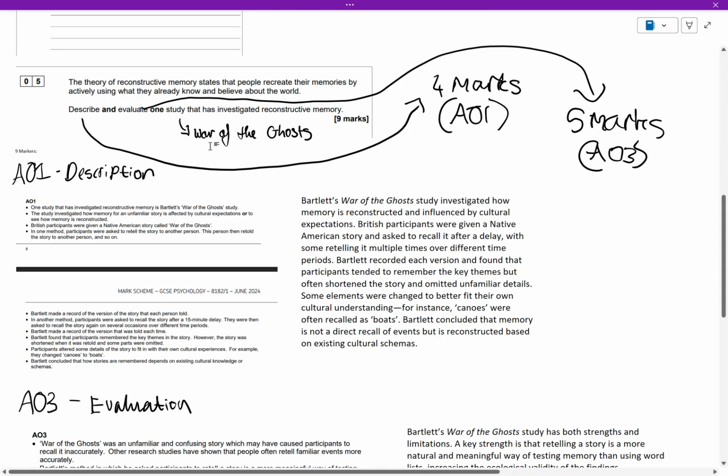For this question, it's asking us to describe and evaluate one study that has investigated reconstructive memory. There are a couple, but some of them you don't study. So for this one, I've chosen the War of the Ghosts study. Actually, this is the only one you study. The War of the Ghosts study is Bartlett's study of reconstructive memory. It's a study that investigates how our memory changes when we are asked to recall a series of events or a story, in this case the War of the Ghosts story, and how we change the order, how we possibly shorten it, how we omit, so shorten some of the content.